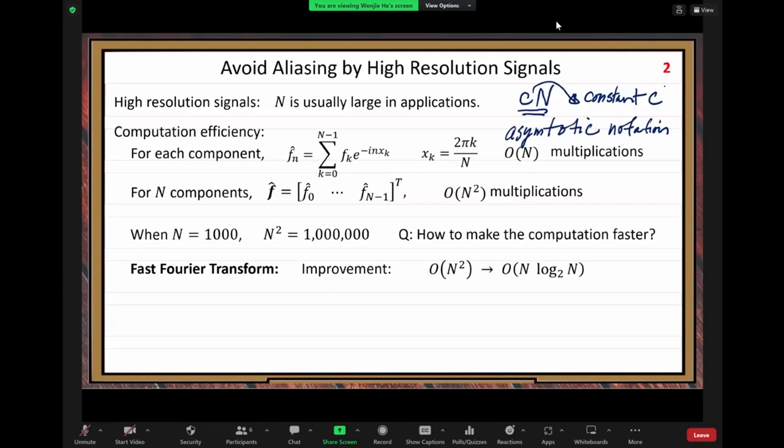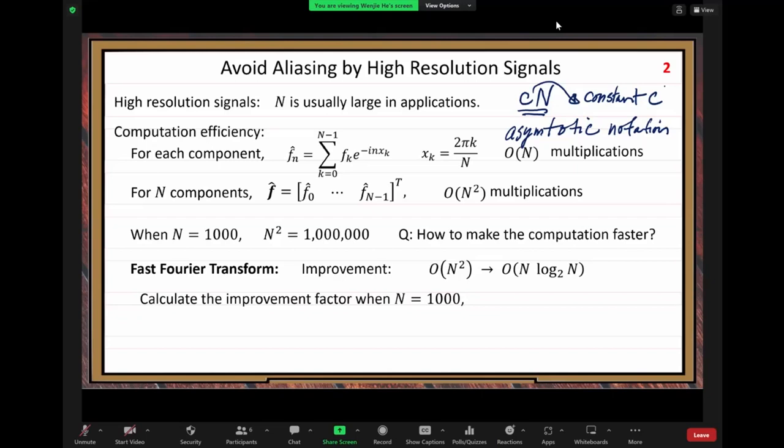Here we still use the asymptotic notation, big O, but the question is, do you have an idea how much is the improvement? From big O of n squared to big O of n log n, how much is the improvement? If you just look at the formula, you do not have any impression, right? How good is the improvement? So here, let me show you, let you get some concrete feeling about the improvement.